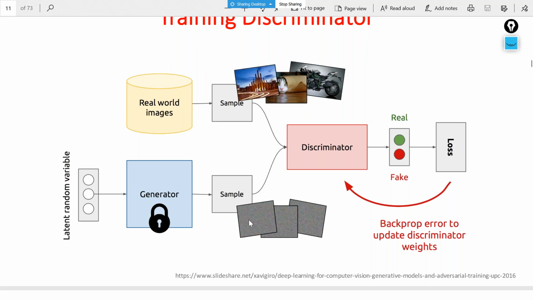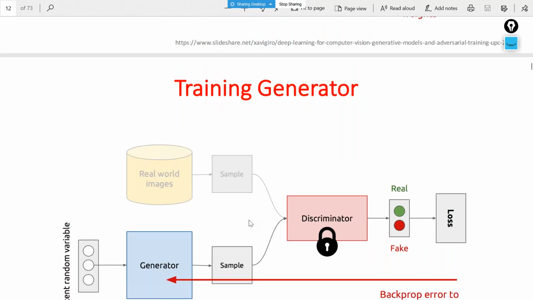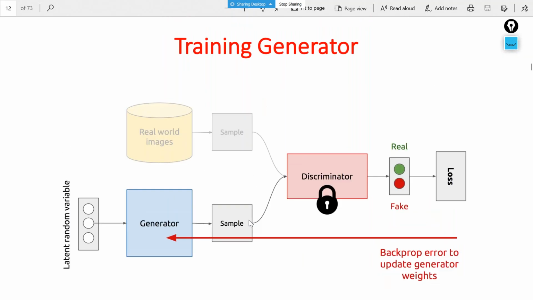So in the second iteration, the discriminator weights are frozen. We backpropagate the error to update the generator weights based on the loss function. The delta W is calculated, then W gets updated. Then the generator, after updating the weights, generates a better image and makes the discriminator identify whether it is real or fake.